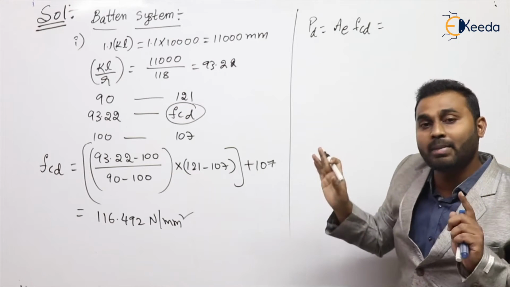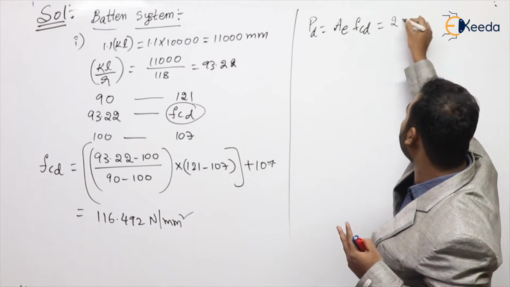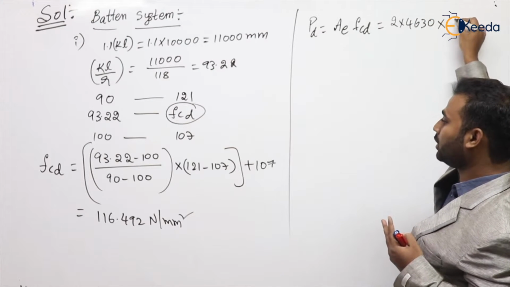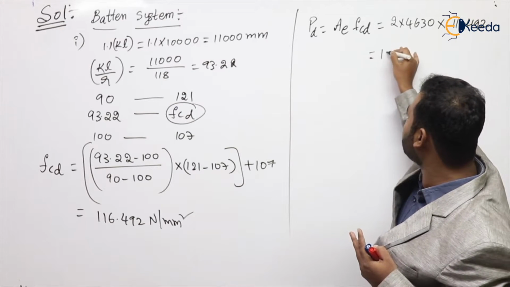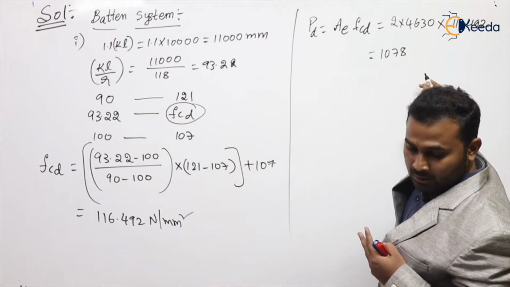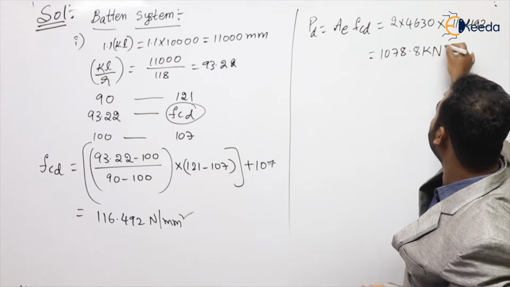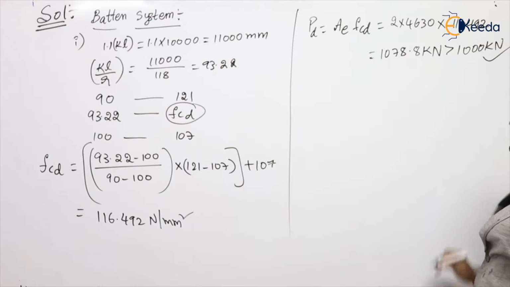For making the batten built-up column, we are using two channels back to back. Hence area is nothing but twice the area of an individual channel, into FCD, which is 116.492. Upon simplifying, we will get 1078.8 kilonewton, which is greater than 1000 kilonewton. Of course, it is safe. This is the first part.